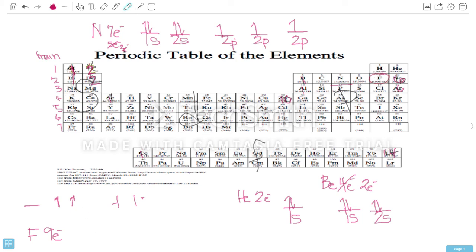We start with the lowest energy level, which is 1. The first sublevel we come to is S. The S sublevel has 1 orbital. The maximum number of electrons that can go in that S orbital is 2, and so we place them 1 up, 1 down. So now that we fill this S sublevel, we now move down to the second energy level, which is 2.